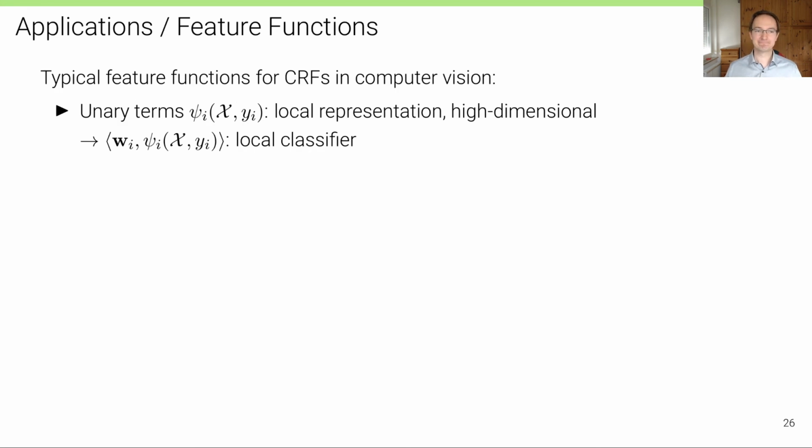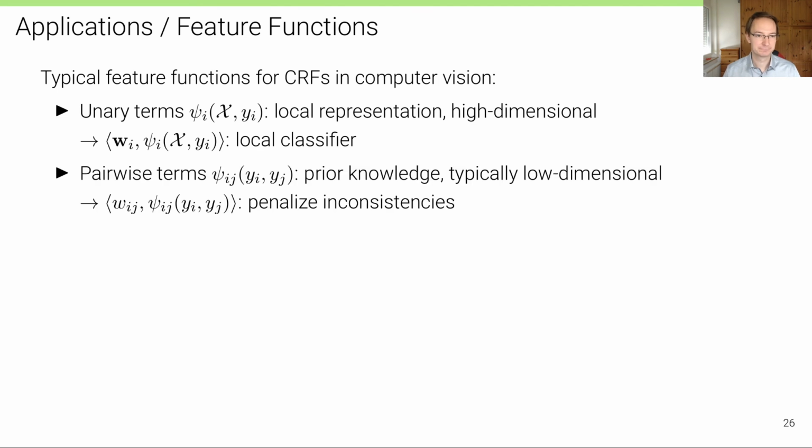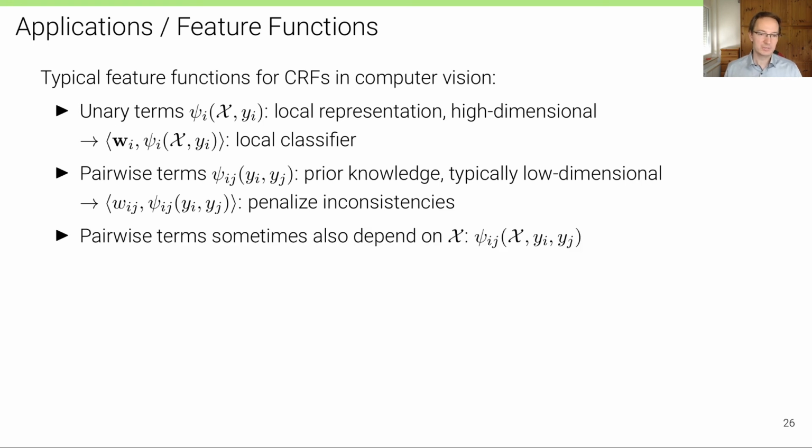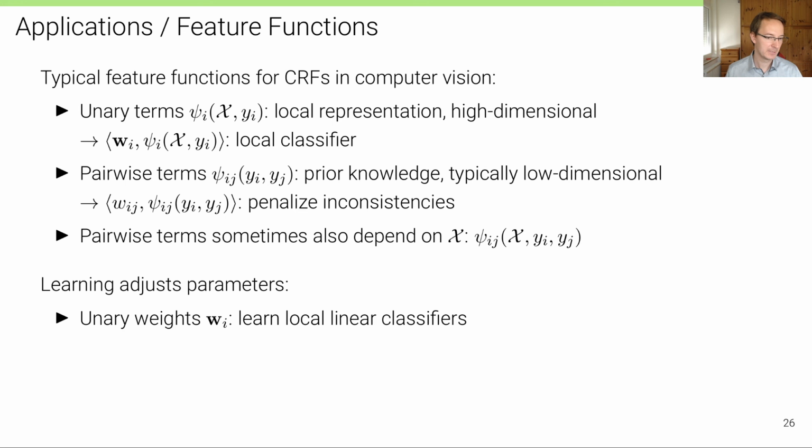So in summary, typical feature functions for CRFs in computer vision include unary terms, which are local representations and often high dimensional. So you can think of this as local classifiers. And pairwise terms, which encode some prior knowledge, but are typically rather low dimensional. And sometimes there are also higher order terms. These pairwise terms, or these higher order terms, sometimes also depend on X. Not only the unary terms can depend on X, but also the pairwise terms can depend on X. Depends on how the model is defined. But this doesn't change the complexity.